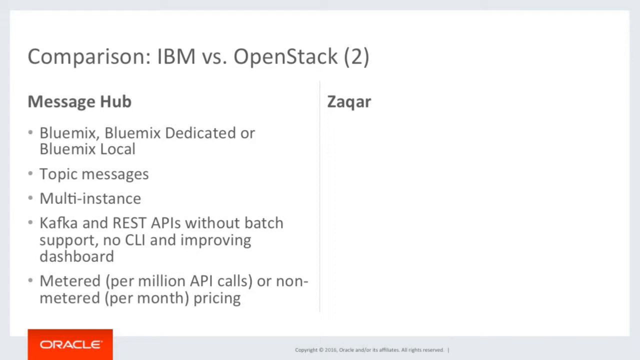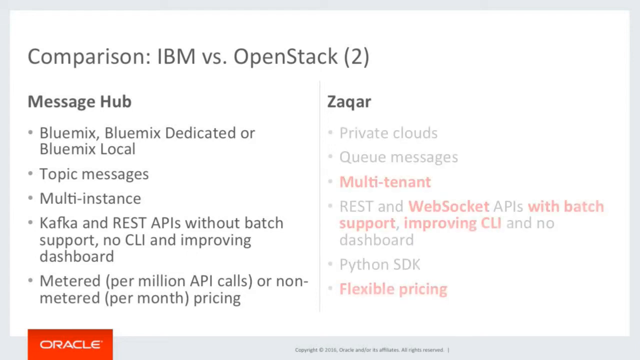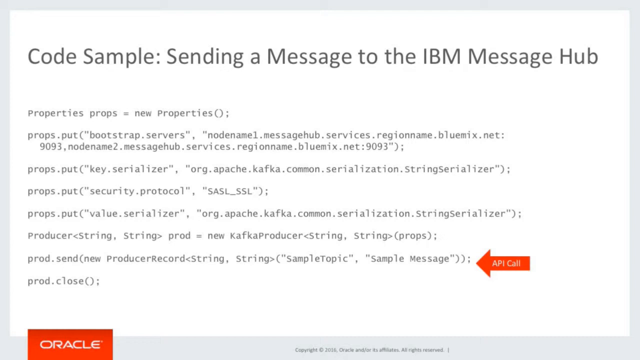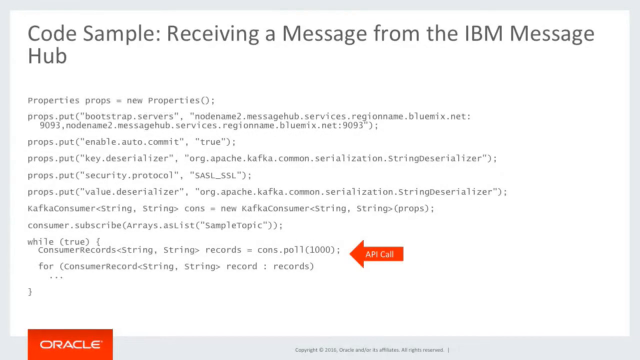So that's good, right? Even though it doesn't have a CLI, which makes some things complicated. It doesn't support batch, but anyway, it's an interesting service. So again, 1 message to send, 1 message to receive, and for those of you that are developers, this is a standard Kafka API. Nothing special about it.